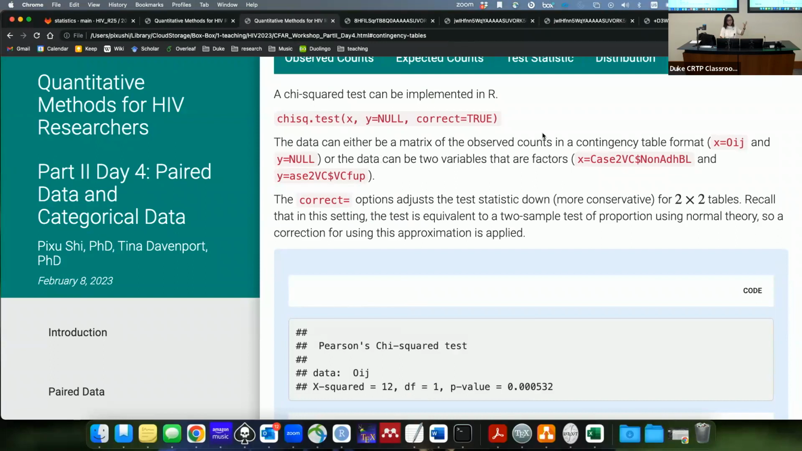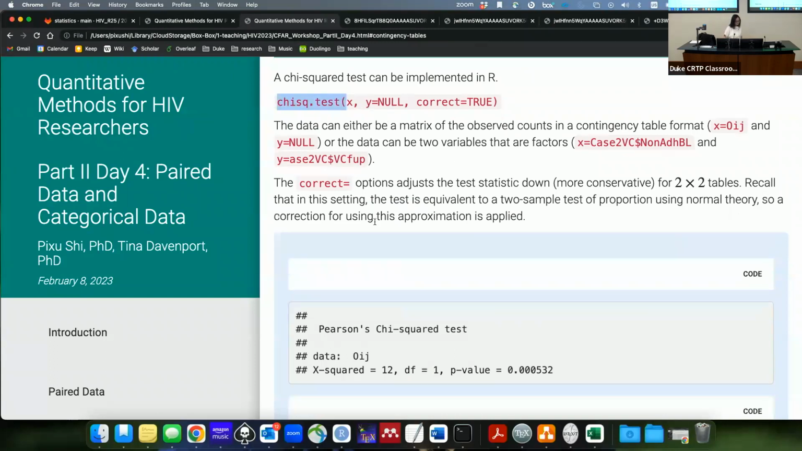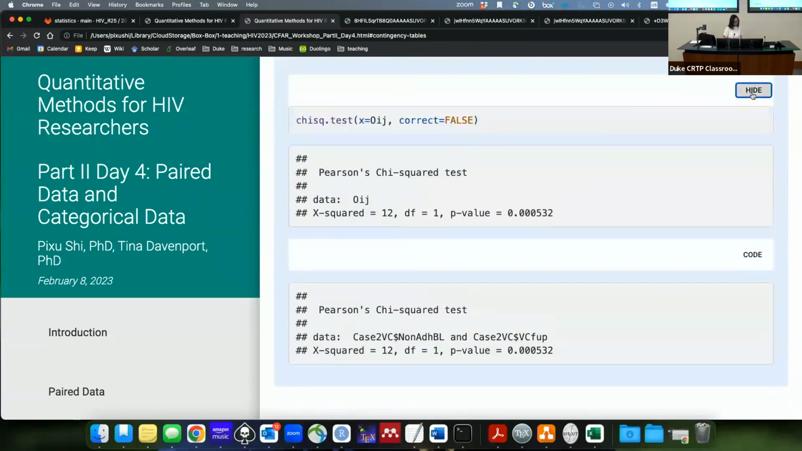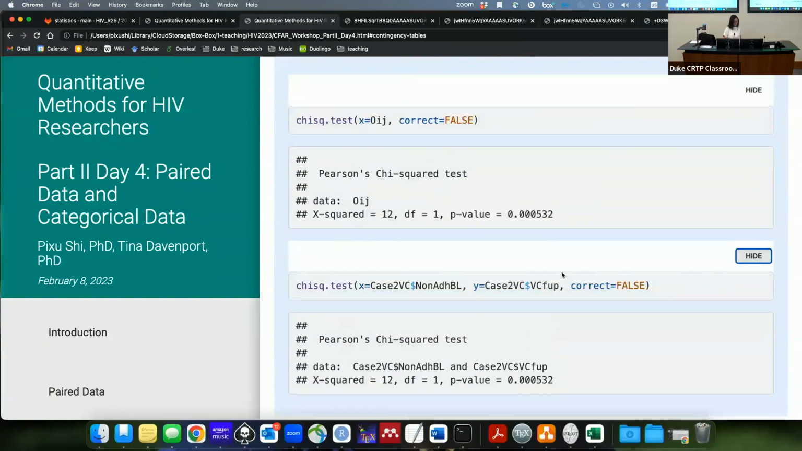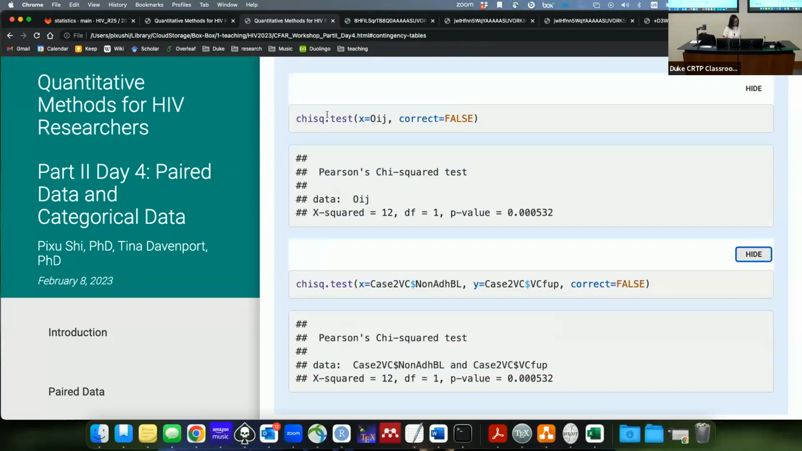In some situations, you may not have the 2 columns. Some collaborator just gives you a 2 by 2 table that's already tabulated. You can still handle that using the same function. So here we're doing it in 2 ways. One is the 2 by 2 table. One is the data frame, 2 columns.